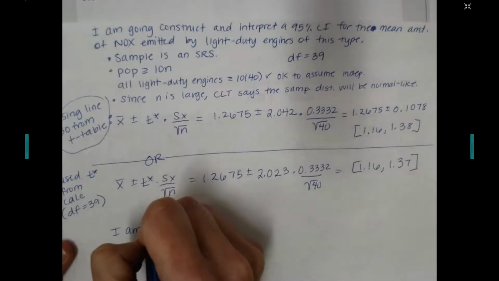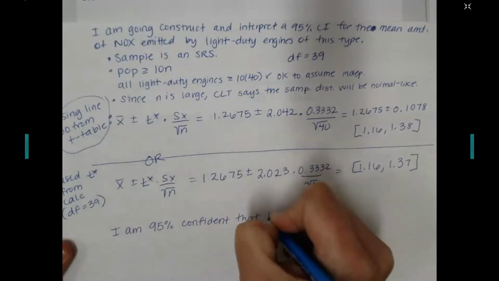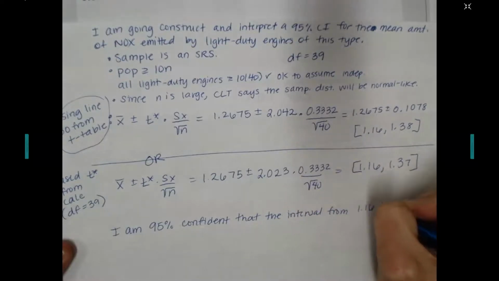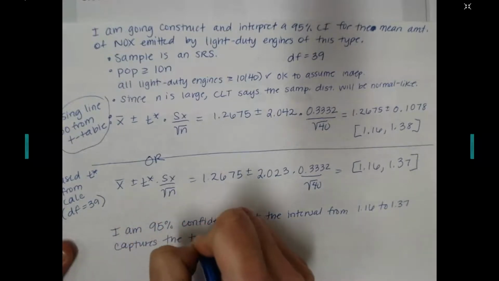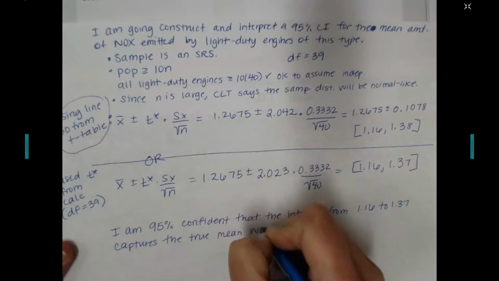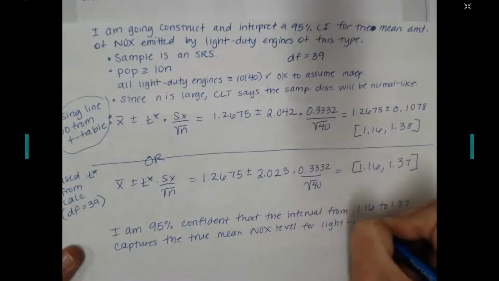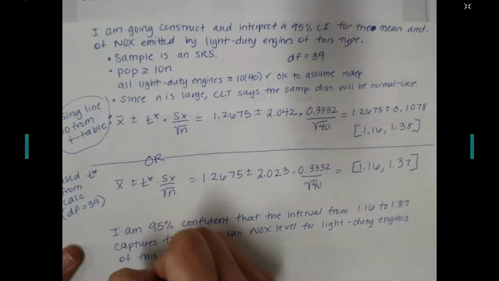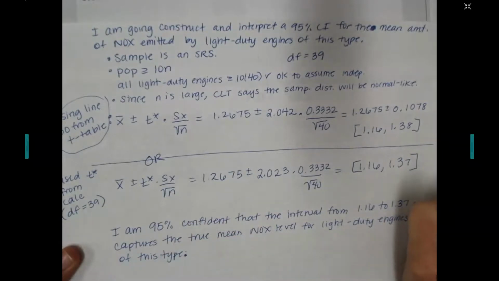I am 95% confident that the interval from 1.16 to 1.37 captures the true mean NOx level for light-duty engines of this type. And honestly, because it's a measurement, I really should use grams per mile, whatever the units are.